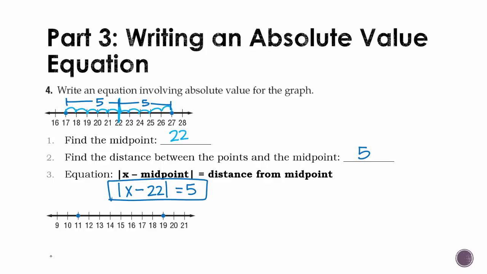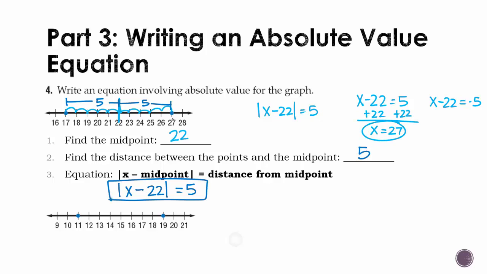And you can check this because you can solve this. So absolute value of x minus 22 equals 5 means that x minus 22 could be at positive 5, or x minus 22 could be at negative 5. And if you add 22 here, you end up with 27, which was one of our solutions right here. And if you do the same thing here, you get 17, which was our other solution here.